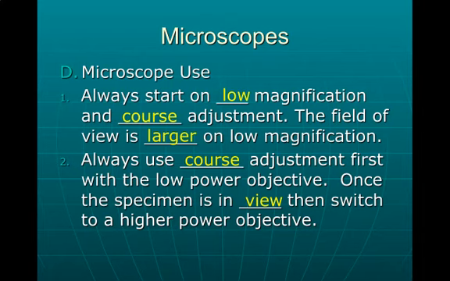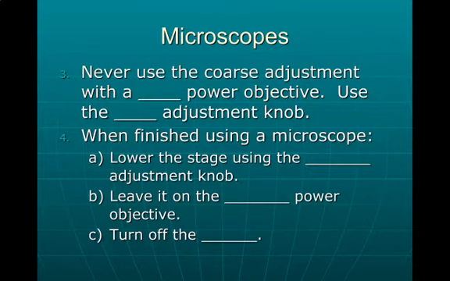Okay, so you're always going to use the coarse adjustment first with the lower power objective. Once the specimen is in view, then you're going to switch to a higher power objective. You're never going to use the coarse adjustment with a high power objective. So once you bump it up from the 4x or 10x to maybe like say the 40x or 100x, then you're going to switch to using the fine adjustment knob. Okay, you don't want to move that stage a lot. You just want to move it just a little bit to be able to perfect that sharpness.